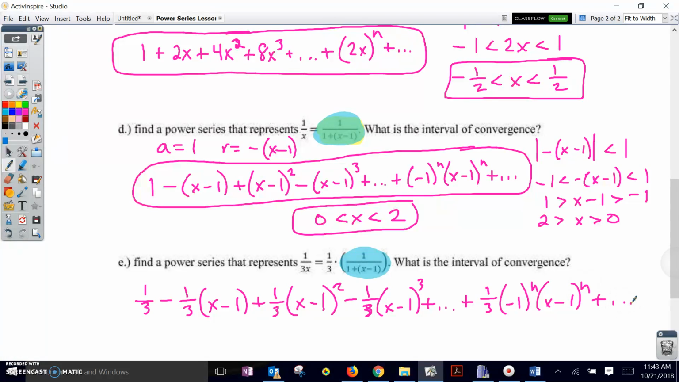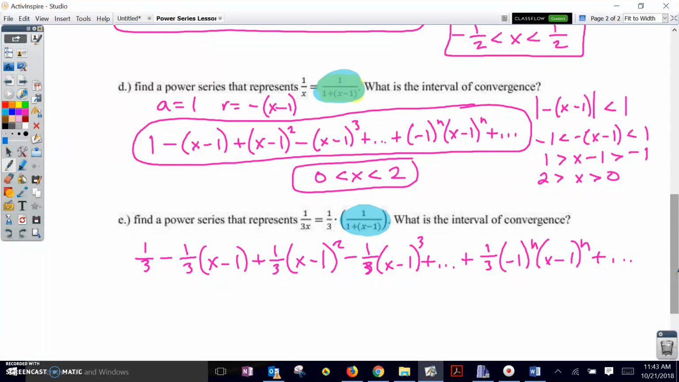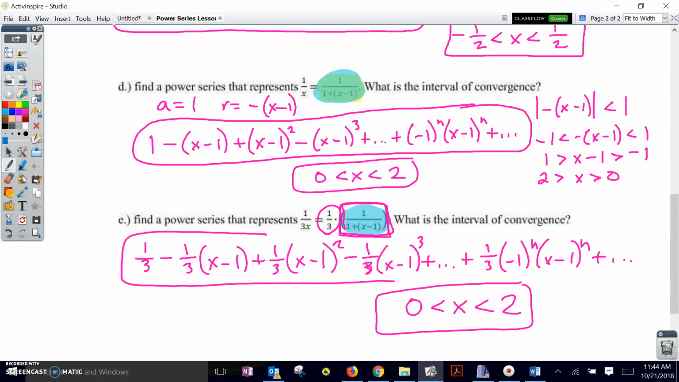There's my series, and my interval of convergence. Since I didn't change the geometric series here at all, I just multiplied by that constant 1/3, my interval of convergence is going to remain the same as it was in part D. And there's my series and my interval of convergence.